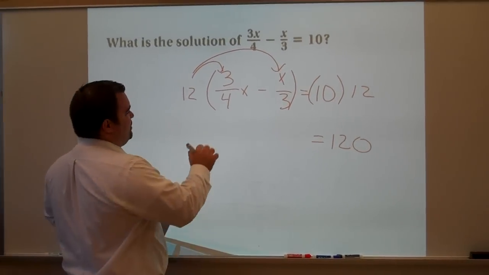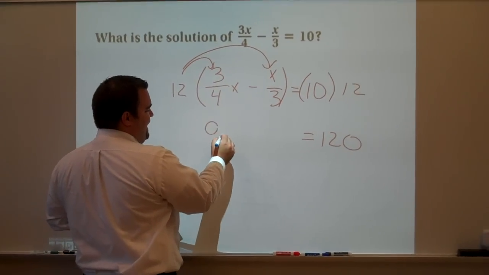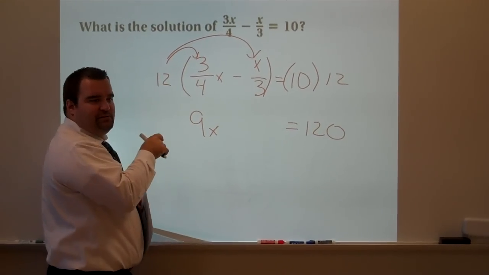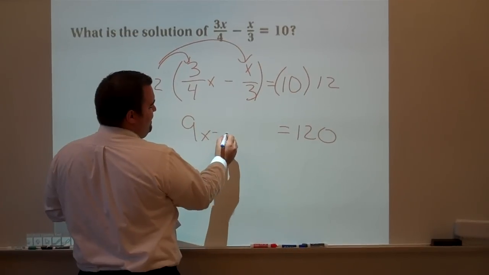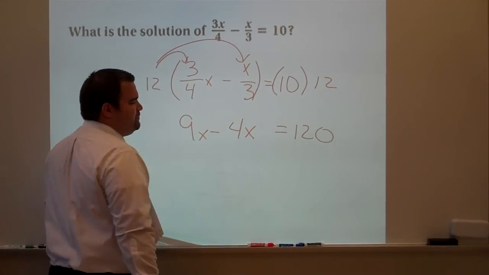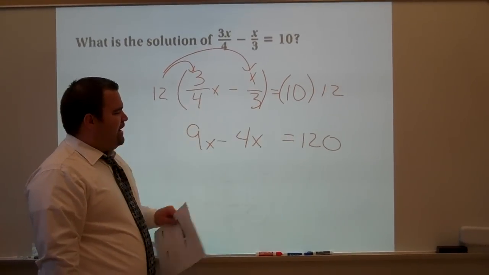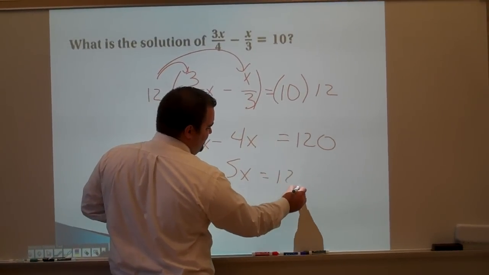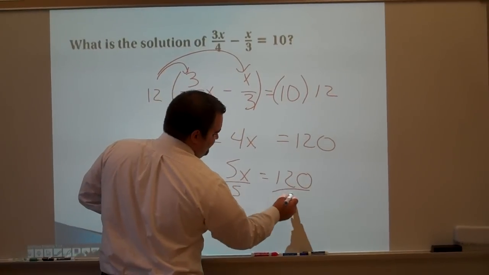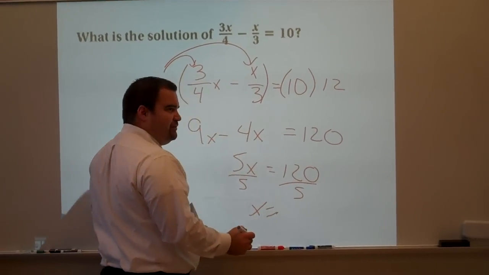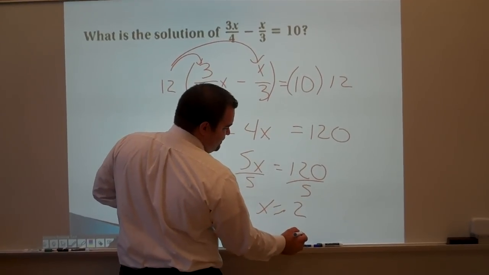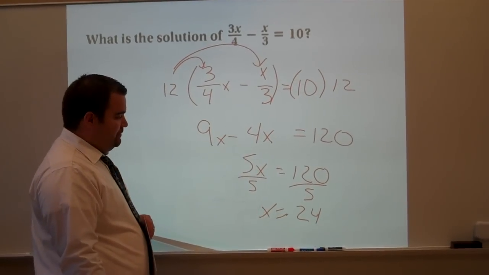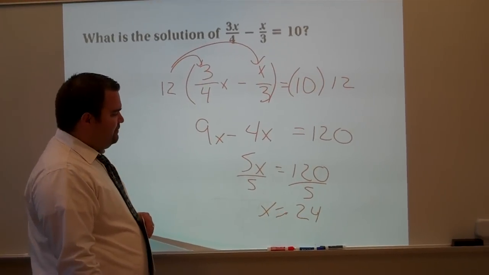3. So it's actually 3 times 3, which is 9x. And over here, how many times does 3 go into 12? 4 times. So it would be 4 times x minus 4x equals 120. 9x minus 4x equals 120. 9 minus 4 is 5x equals 120. Divide both sides by 5. X equals 5 goes into 12 2 times. That's a 24. Did I do my math right? Yep.